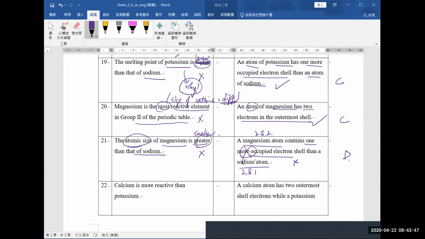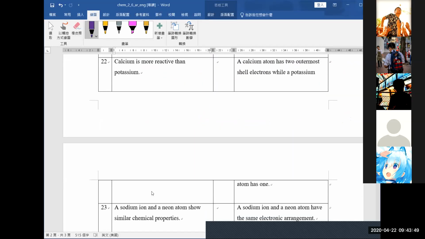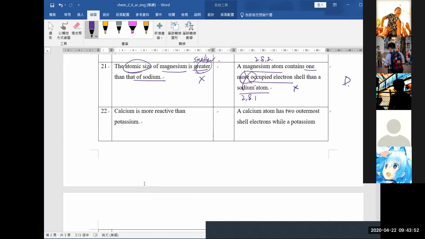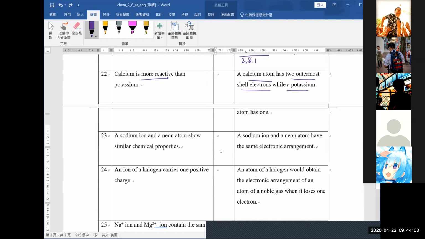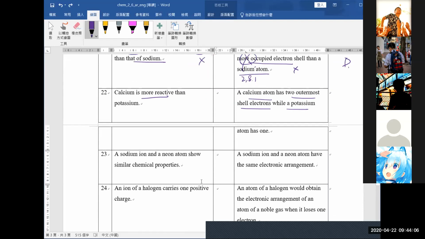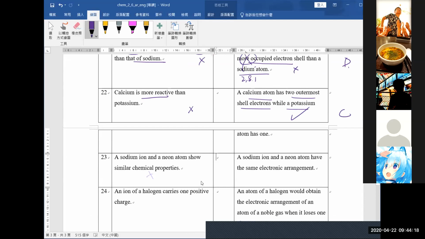Question 22. Calcium is more reactive than potassium. Calcium atom has 2 outermost shell electrons, but the potassium, take a look, just has 1. Calcium more reactive than potassium is wrong. And the calcium atom has 2 outermost shell electrons. Yes. Question 23.